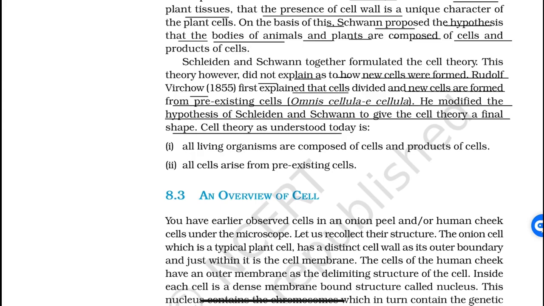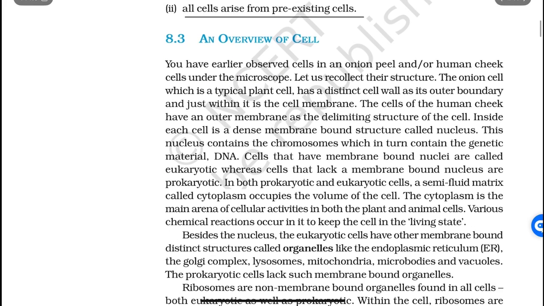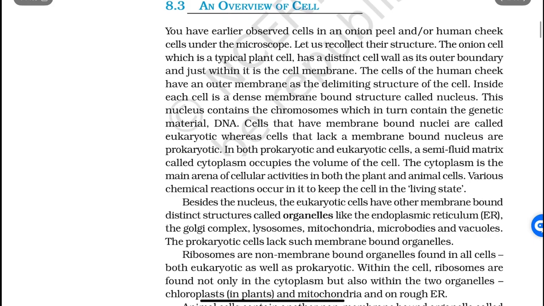Cell theory as understood today is: all living organisms are composed of cells and products of cells. All cells arise from pre-existing cells. An overview of cells.